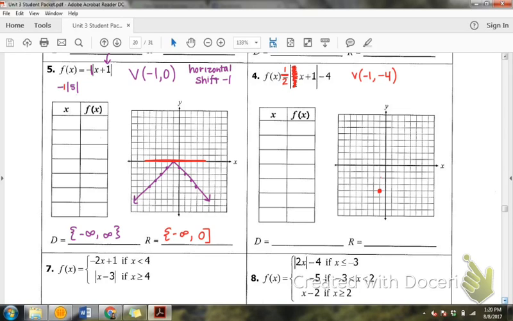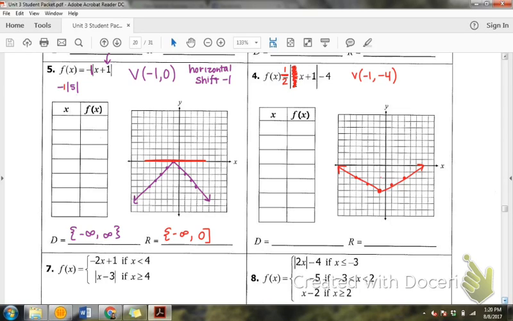Okay, so our vertex is at -1, -4. But what's happening with our points? We're going up 1 and then what? Out 2. Right? So this graph is actually wider than the parent graph. Would you guys agree with that? It's actually wider. So the number in front changes the width of the graph.